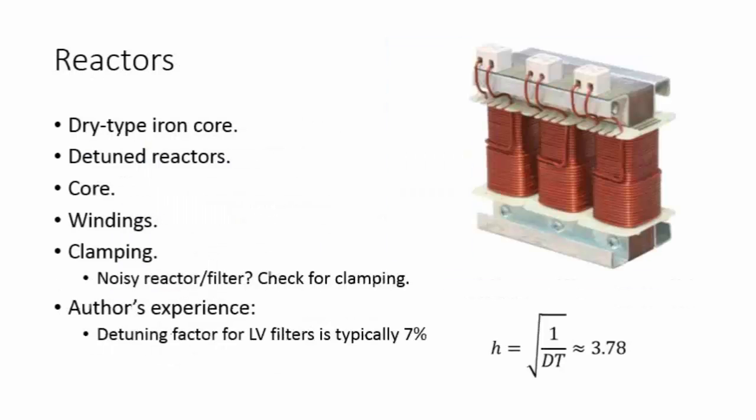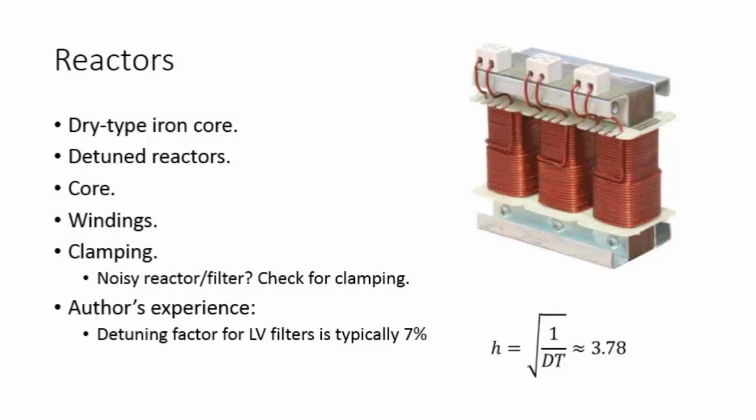Now, the next component, the reactor. On low voltage filters, they are typically, or almost always, dry type iron core, laminated core, of course. These are called detuned reactors. And when you buy a low voltage filter, you might find that the vendor doesn't specify the harmonic of the filter. It doesn't say 5th harmonic or 7th harmonic and so on. Usually in low voltage, they are specified as a detuning factor.